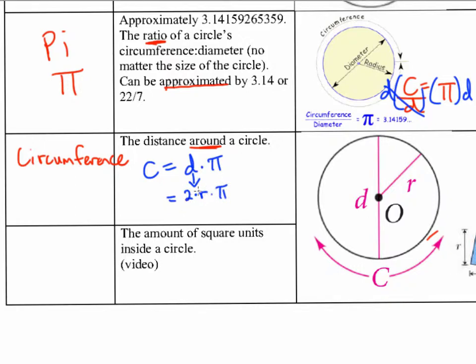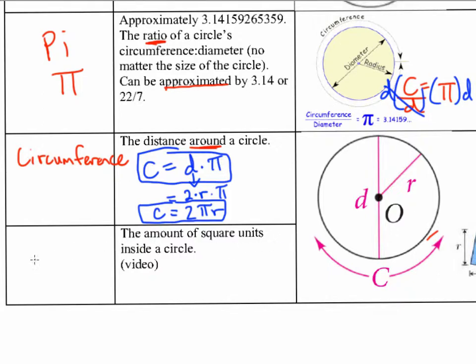That's fine. But usually instead of 2r pi, we like to put the pi first because multiplication is commutative. We say 2 pi r. So the circumference equals the diameter times pi, or if you like to use 2 radius, circumference equals 2 pi r. So to find the distance around, use diameter times pi or 2 pi r, either way.